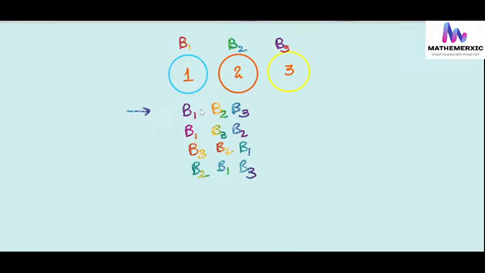In many ways, the most obvious approach to solving this problem is to try to brute force through all possibilities. So we have one, two.